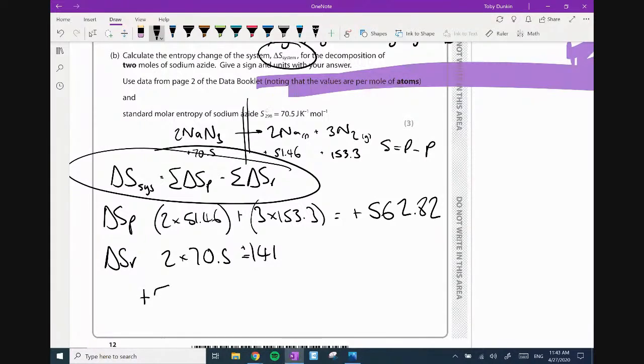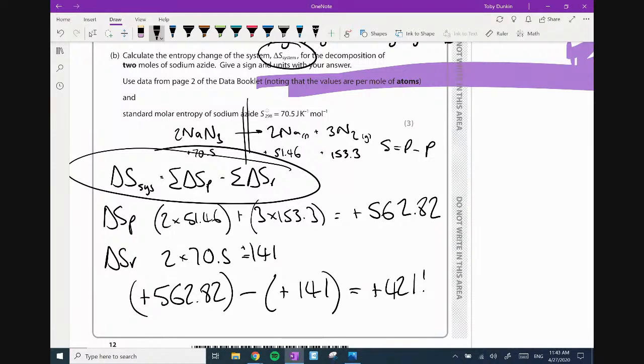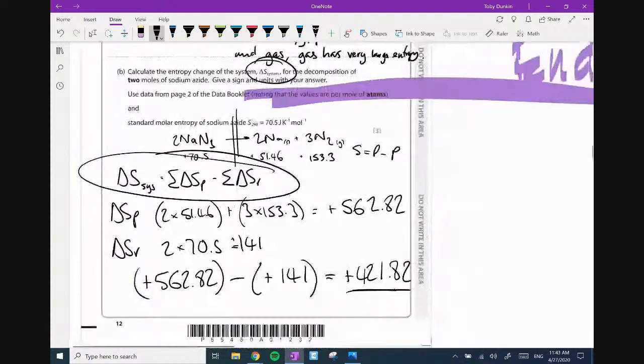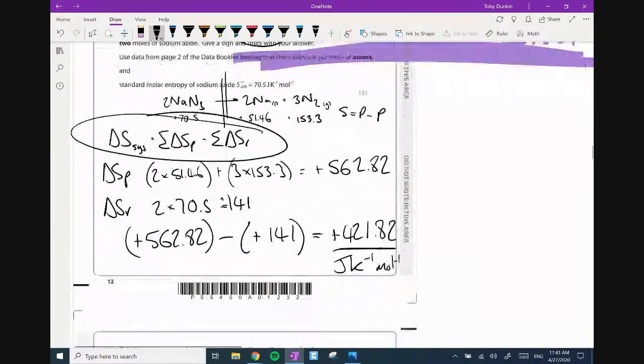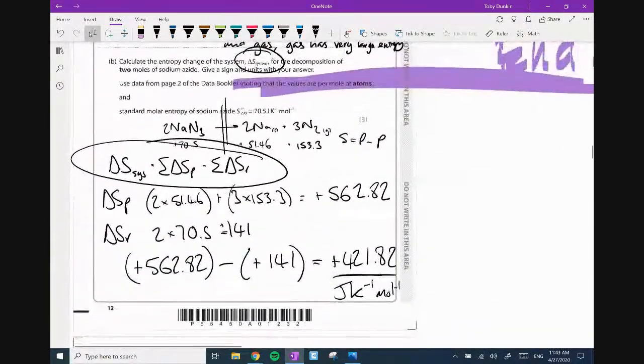I'm in the enthalpy mode, so I'm going to do plus 562.82 in brackets, minus brackets, plus 141. I know mathematicians in the room hate it, but I just prefer it. We're going to have plus 421.82. And don't forget to give it units: joules per Kelvin per mole. Seems reasonable. Massive increase in entropy, making a bucket load of gas.